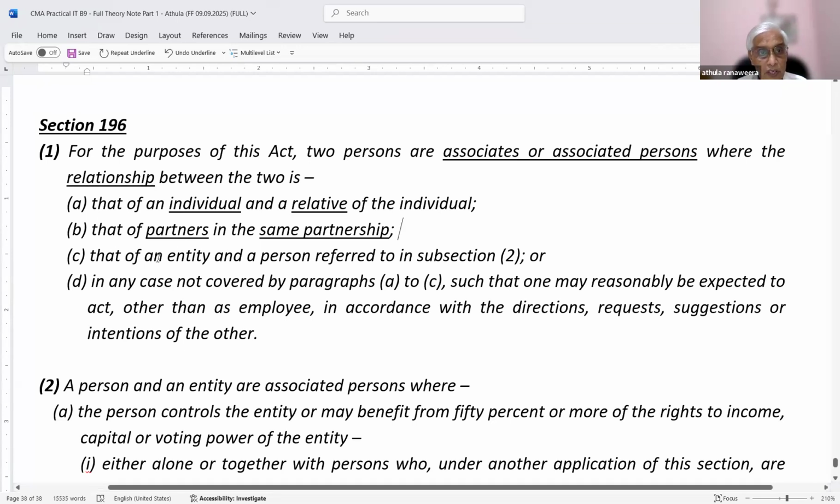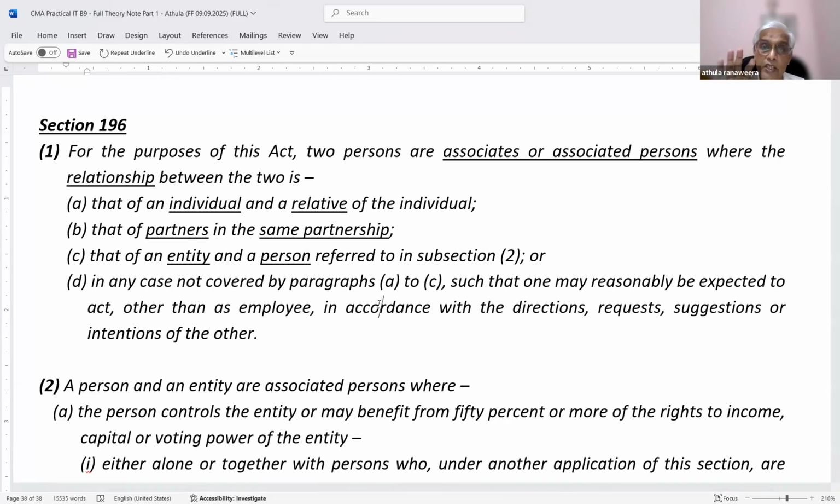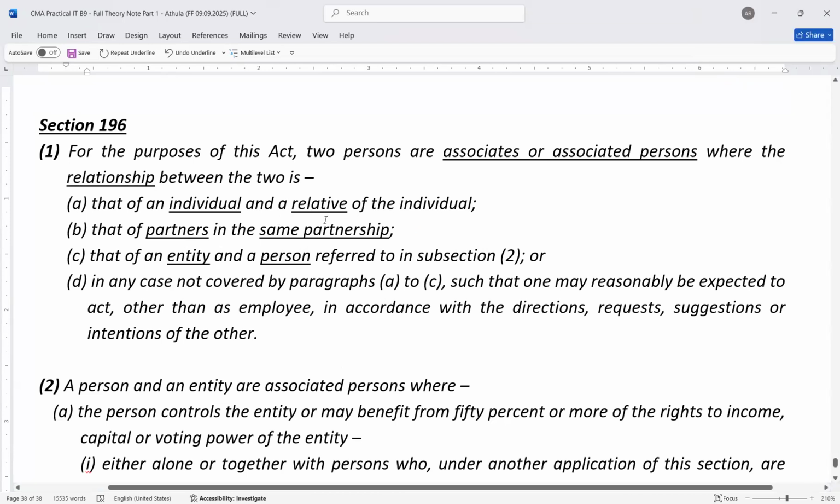Then number 3, that of an entity and a person. Entity doesn't include individual. Entity includes only other persons, other than an individual. As you know, person includes all 4 categories, but entity doesn't include individual. Therefore, entity includes only 3, referred to in subsection 2. Now, later we will see subsection 2. First one, individual and a relative. Second one, partner and other partners of a partnership. Third one, C, entity and a person referred to in subsection 2.